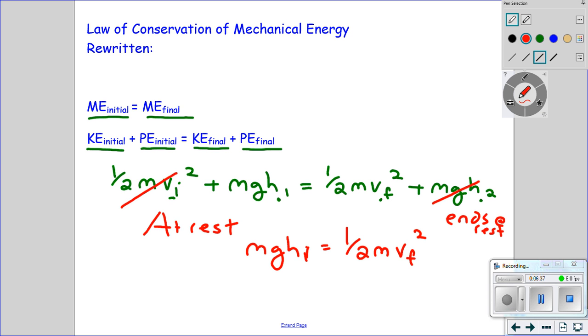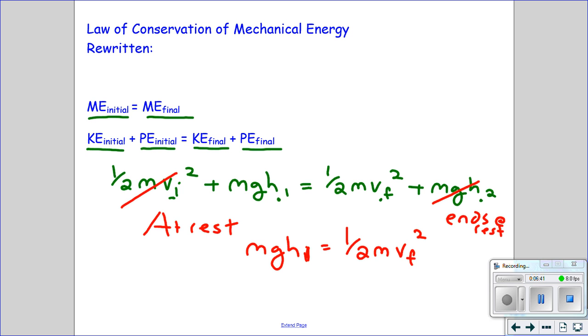So when you're looking at this equation here, if an object starts at rest and ends at rest, then you will be able to see that the initial gravitational potential energy will equal the final kinetic energy in the system. And remember, this is without friction or any other intervening energies in the system. Let's see how this equation works.